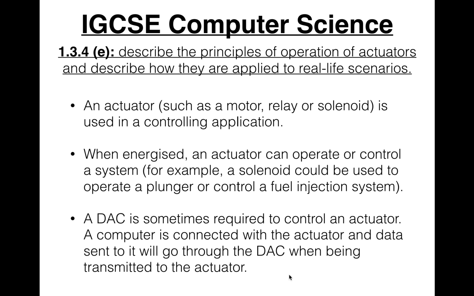Anyway, so we looked at sensors. So we looked at how the sensor sends signals to the microprocessor through an ADC if required. The microprocessor checks the sent values against stored values, and if something happens or if the value is out of range, then it can send a signal to an actuator, so like a motor, for example, through a DAC to make it do something. So that's pretty much how actuators are used.